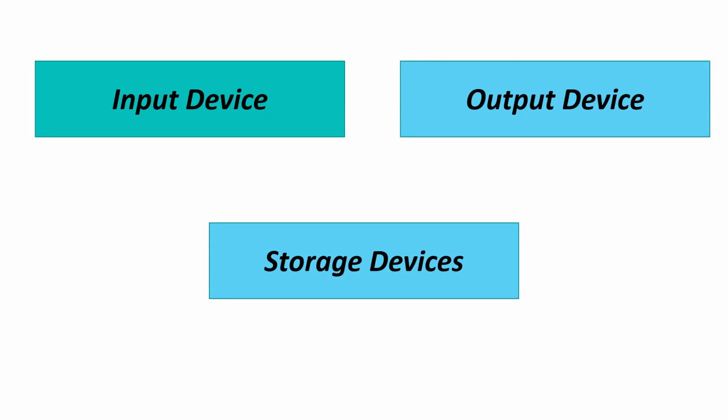Right? So storage devices in the sense, any kind of a device which helps you to store data and information. Right? So some storage devices are located internal to the computer. Some storage devices are located external to the computer. So internally, you can see your main memory, right? So your RAM, random access memory, then read-only memory, and then your hard disk drive.